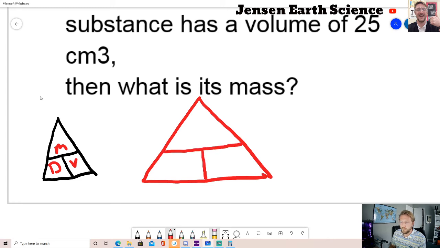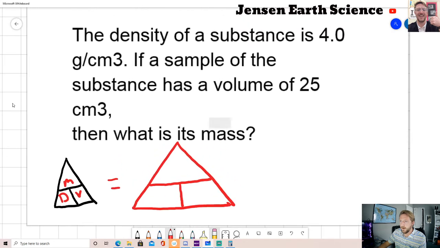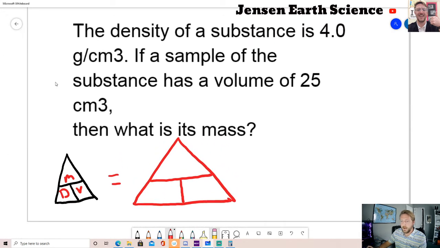So now instead of substituting with the formula, I'm going to substitute with the triangle. So in this case, I have to zoom out a little bit, go back to my question, and I'm given a density, which is 4.0. I know this because density is taken in grams per centimeter cubed or grams per milliliter. So I'll plug that in to my density spot. I'm just going to write 4. I'm going to make my pen a little thinner.